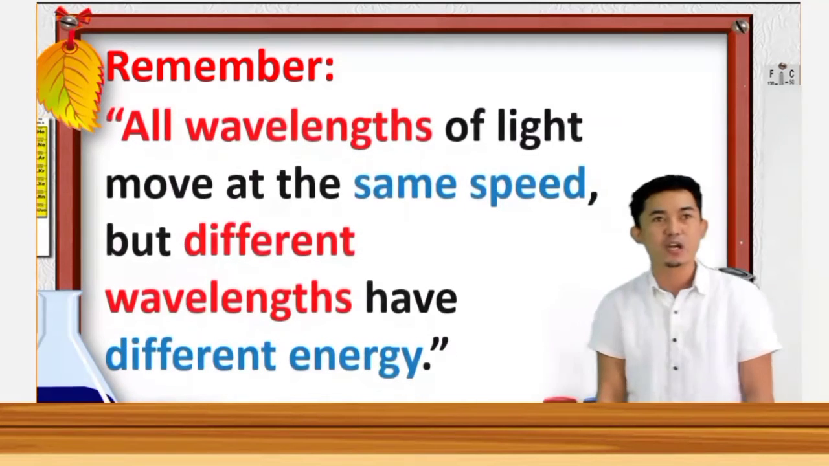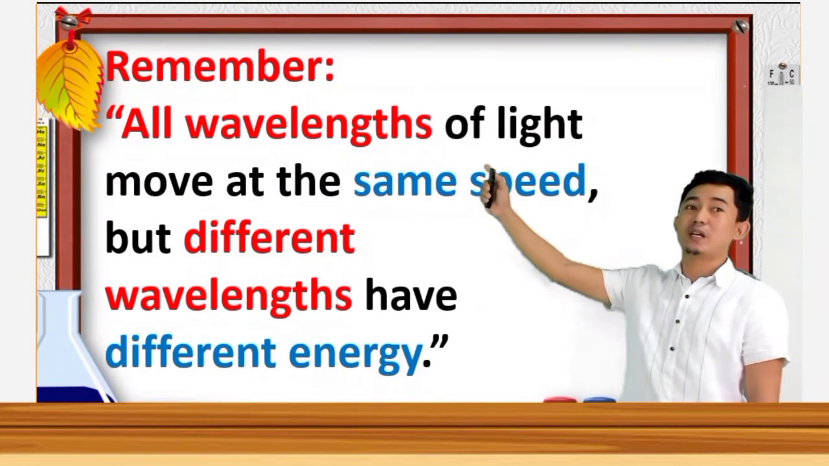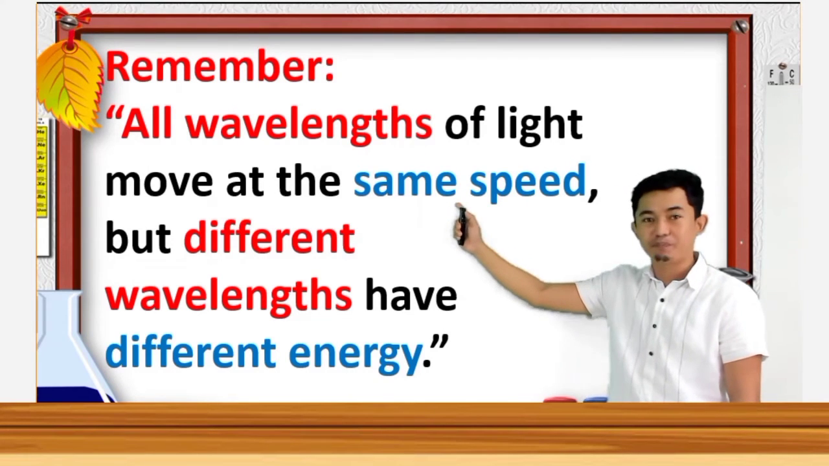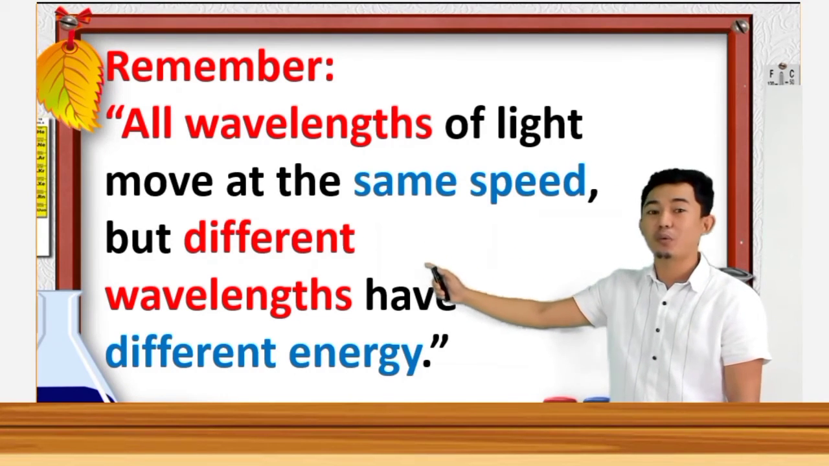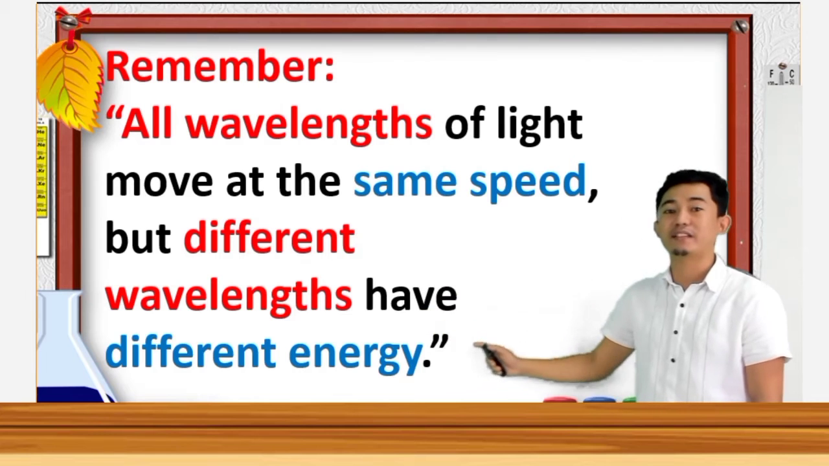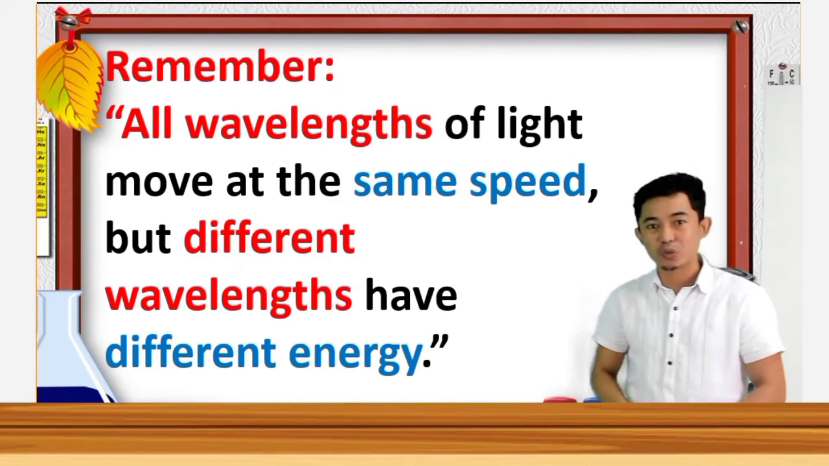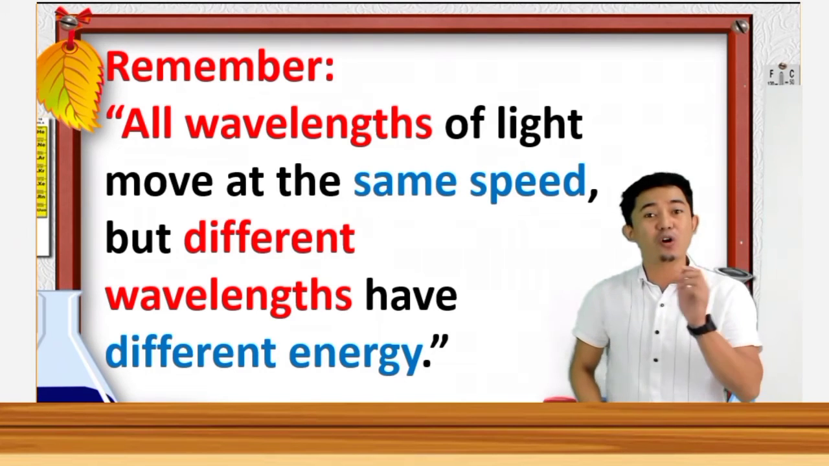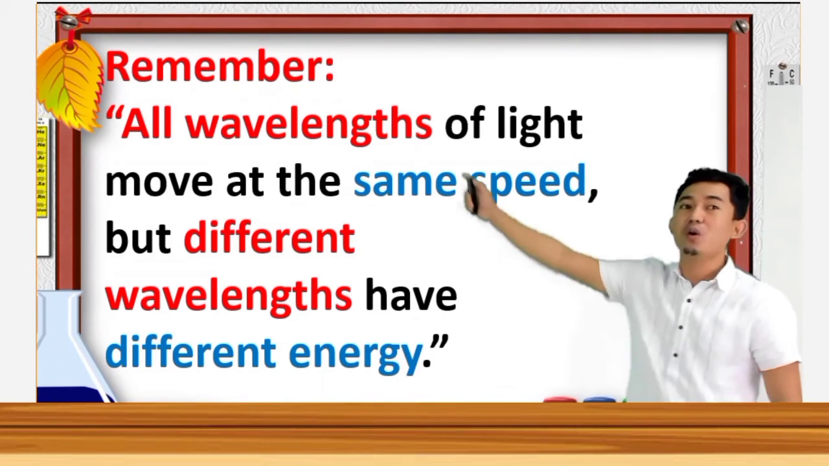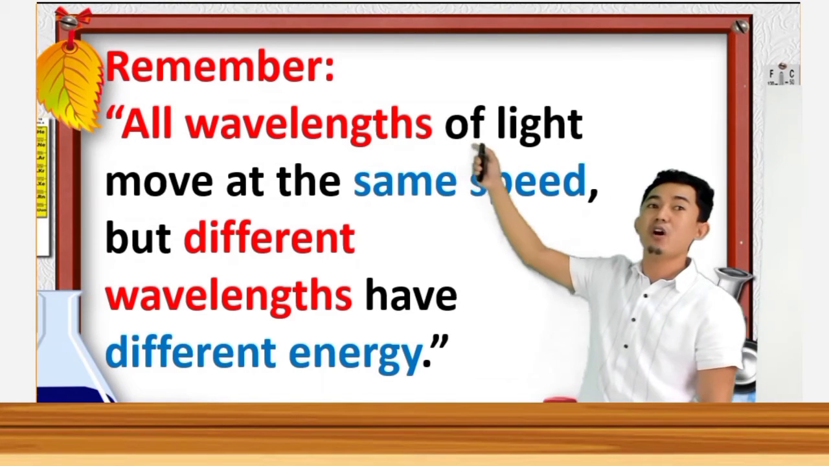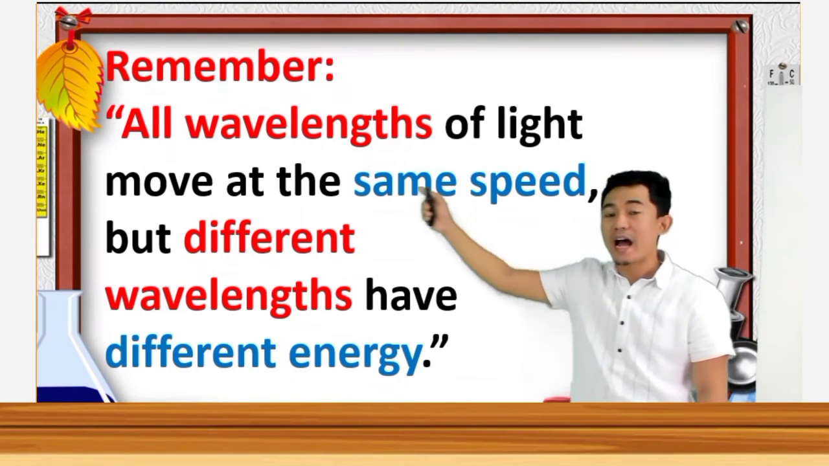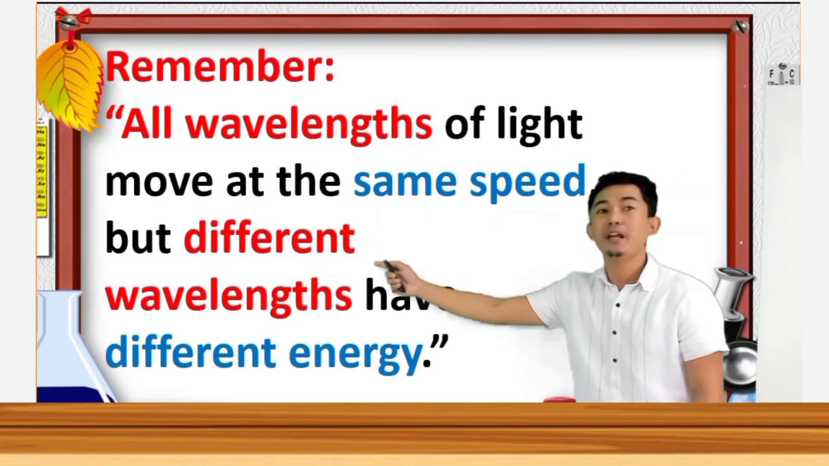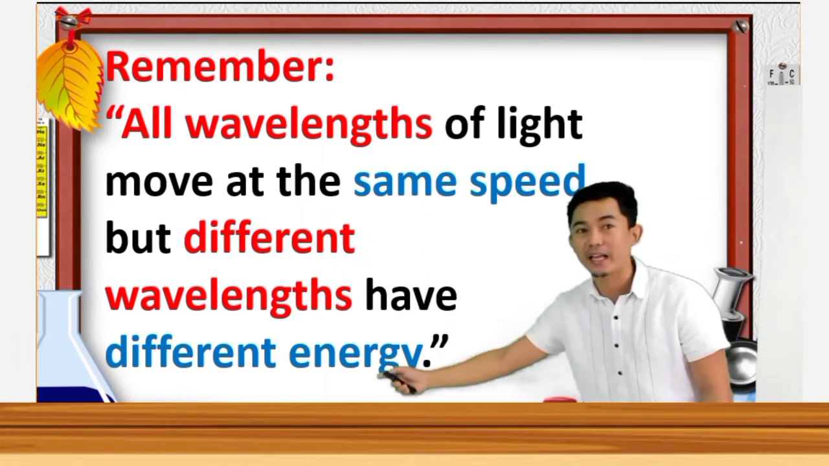Remember this. All wavelengths of light move at the same speed, but different wavelengths have different energy. So I highlighted those words. May I repeat for the last time? All, as in all means all. All wavelengths of light move at the same speed, but different wavelengths have different energy.